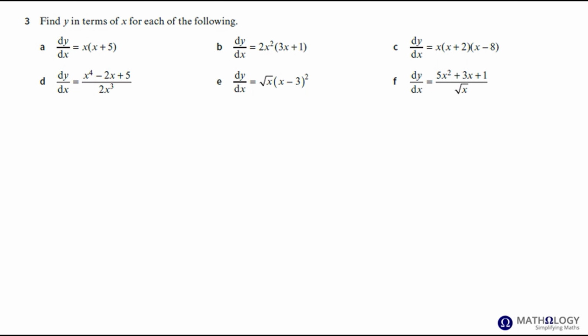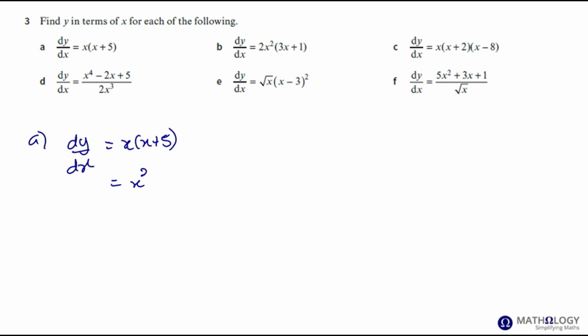In this exercise, for each of the questions, we need to get the expression into a form that we can integrate. So starting with a, dy dx equals x times x plus 5. Now, we don't have to multiply out. There is what is known as the product rule of differentiation, but the product rule of differentiation is only for paper 2 and paper 3, and we're only concerned with paper 1. So we have to multiply out.